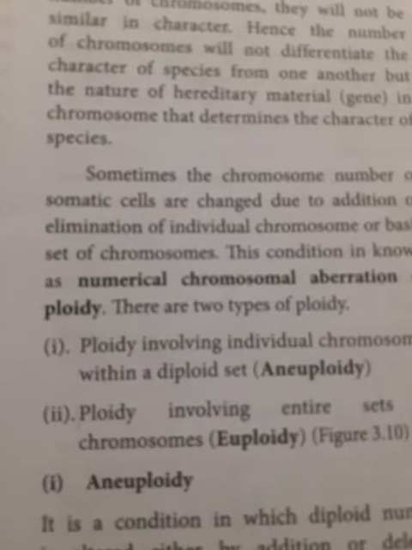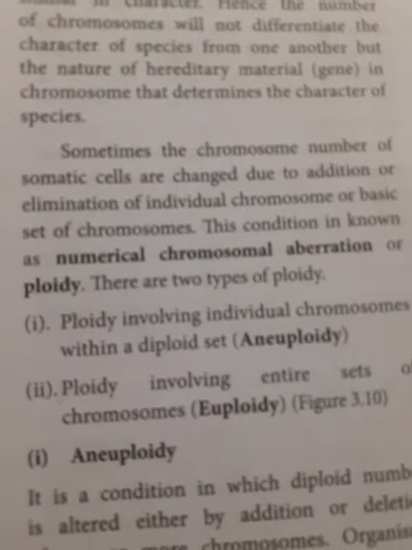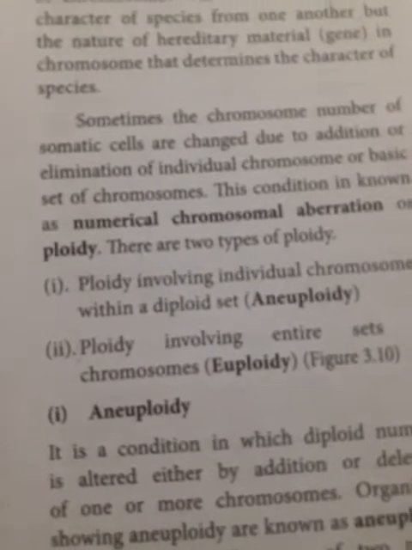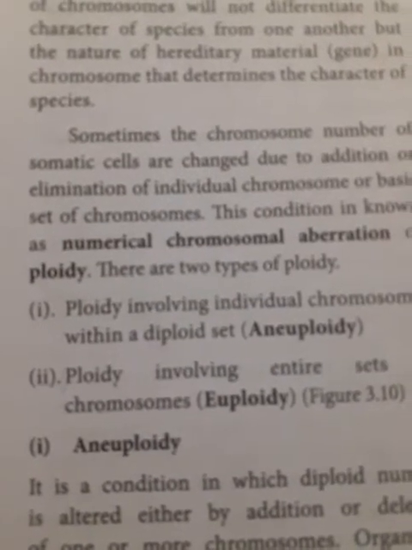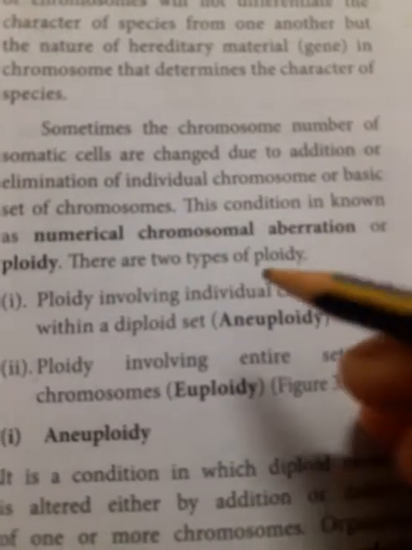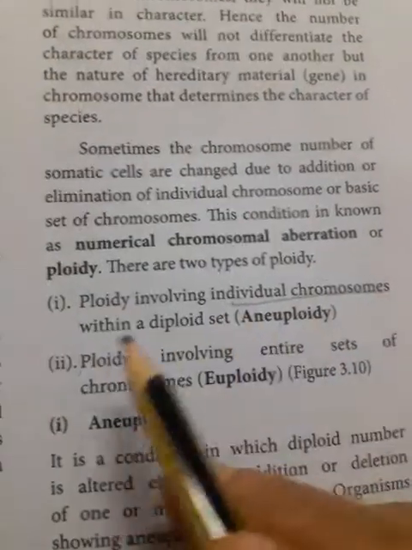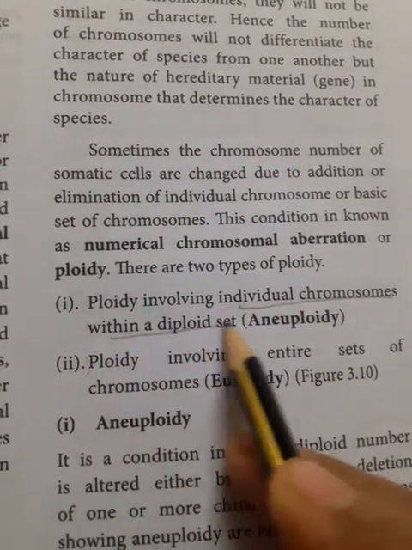There are two types of ploidy. What are the two types? The first one is called aneuploidy, and the second one is called euploidy. So what do we mean by aneuploidy? This is a chromosomal aberration involving individual chromosomes within a diploid set.